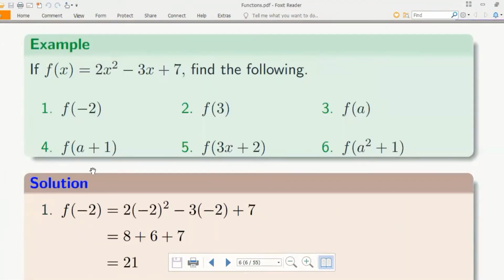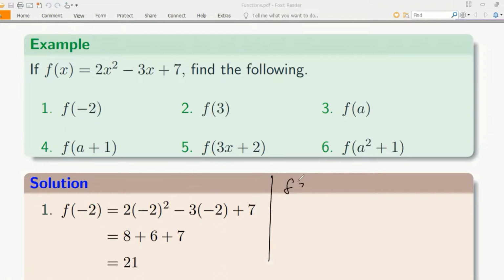Now let's look at this other example. I've already shown you how to do this, but f of x is 2x squared minus 3x plus 7. Find f of negative 2. We want f of negative 2, which means where there is x, just write negative 2. So this will be 2 times negative 2 squared, minus 3 times negative 2, plus 7.